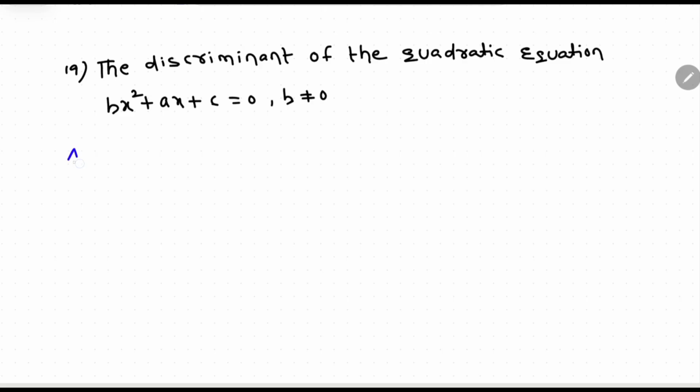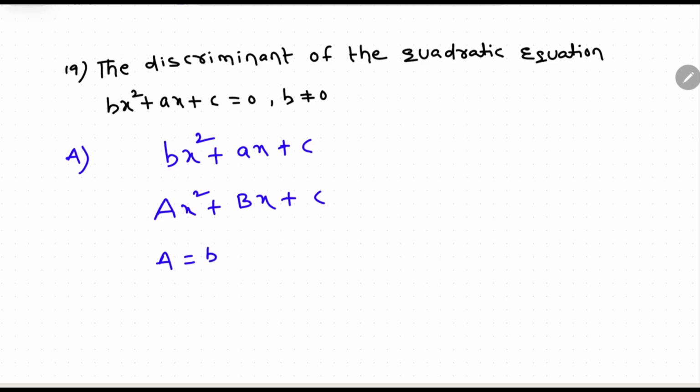Here the given quadratic equation is bx square plus ax plus c. Now what is the a value? If we take it as capital A x square plus Bx plus C, then the A value is b, and the B value is a, and the C value is the normal c.